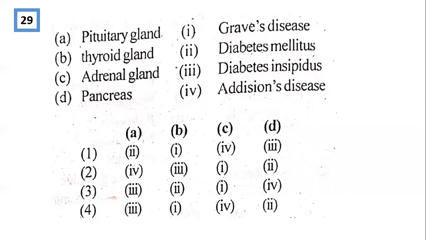Question number 29. Let's match it together. Pituitary gland. What is the deficiency disease caused due to the undersecretion of a particular hormone from the pituitary gland? It is diabetes insipidus. ADH deficiency, you will have diabetes insipidus. Thyroid gland, secretion is thyroxine. Graves' disease is caused due to thyroxine abnormality. Adrenal gland, Addison's disease. And finally, the pancreas, definitely you know the answer. It is diabetes mellitus. So option number 4 is the correct answer for this question too.